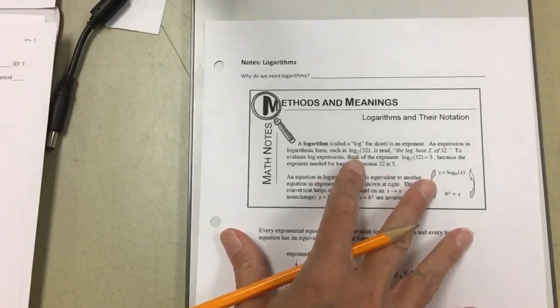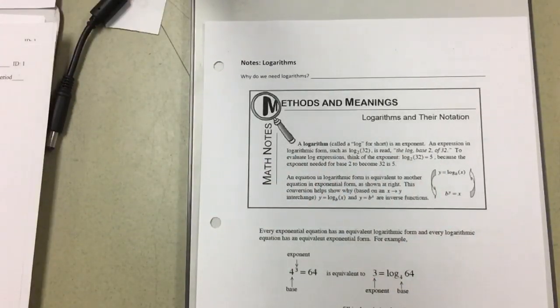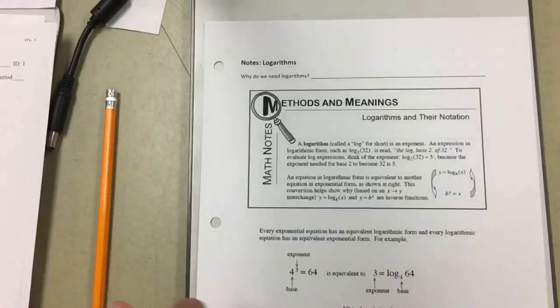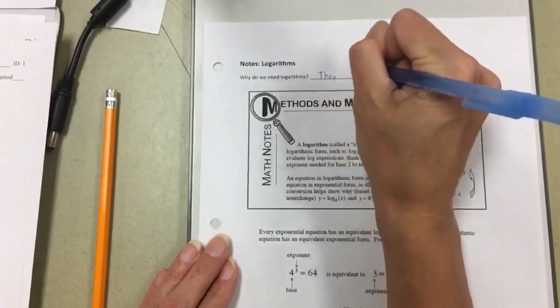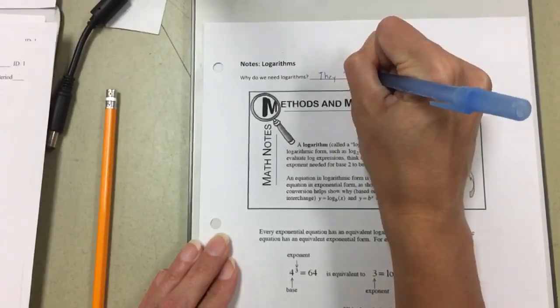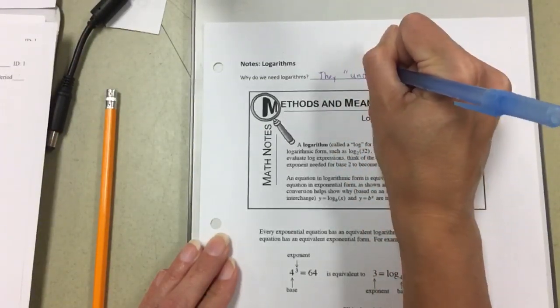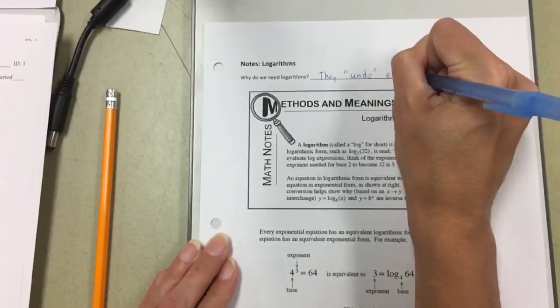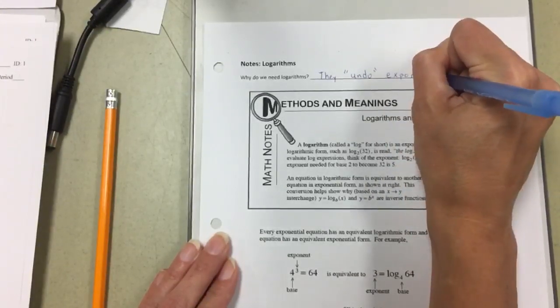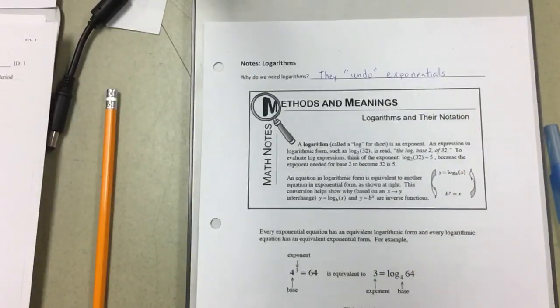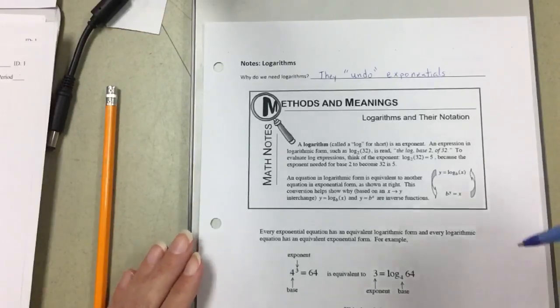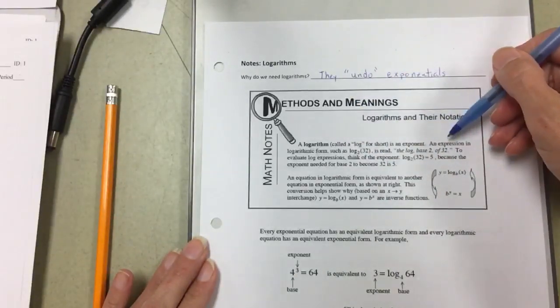So you should have this set of notes as a handout. We're going to start with, first off, why do we need logarithms? The reason we need them is because they undo, or they are the inverse of exponentials. So we're going to use them to solve exponential equations. Today, though, we're not even solving equations. We're just looking at how to undo exponentials. It is important to read some of these words right here.